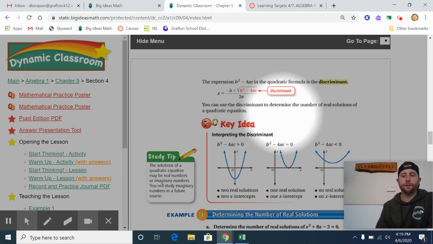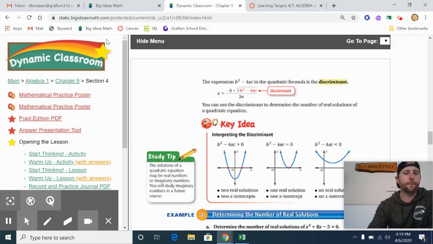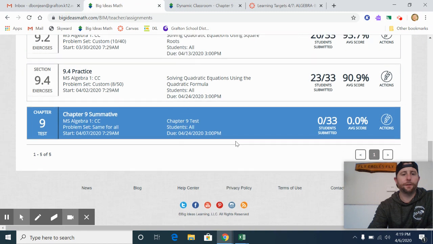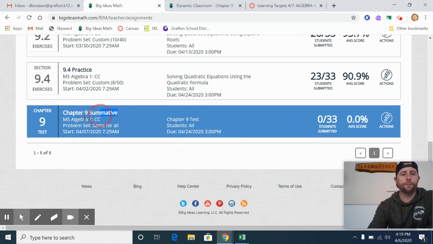But otherwise, that's it. So you're going to go into big ideas at this time. You're going to go to assignments, and you're going to scroll down. You're going to see this right here. Chapter 9 summative is what you're working on today. And that's your first test.